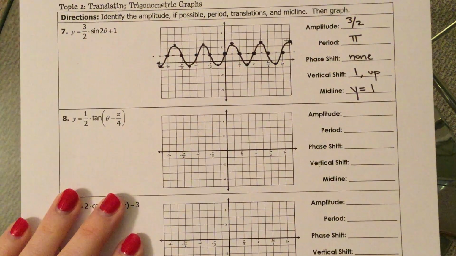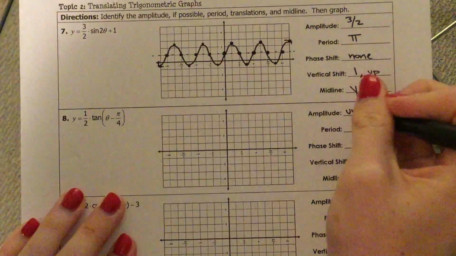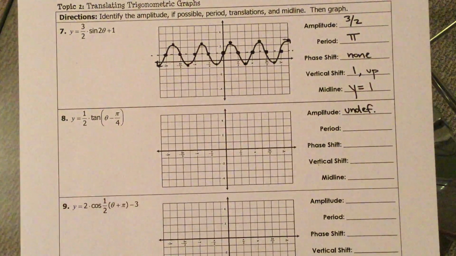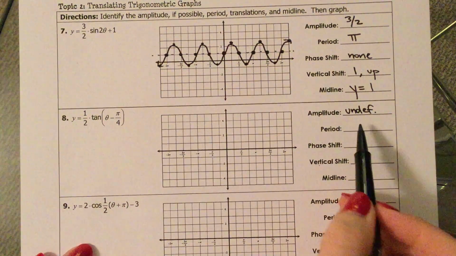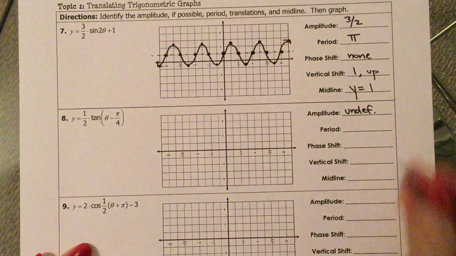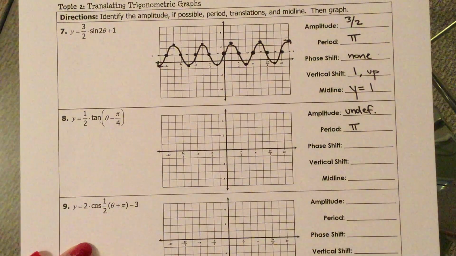Next one is a tangent. So the amplitude is always undefined no matter what tangent line you're graphing. The period, you start with pi, and it's pi divided by whatever's in front of the theta. So pi divided by 1, which is pi.